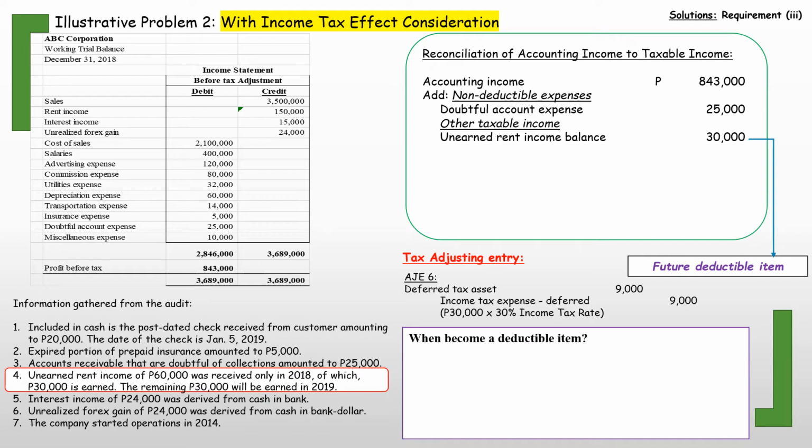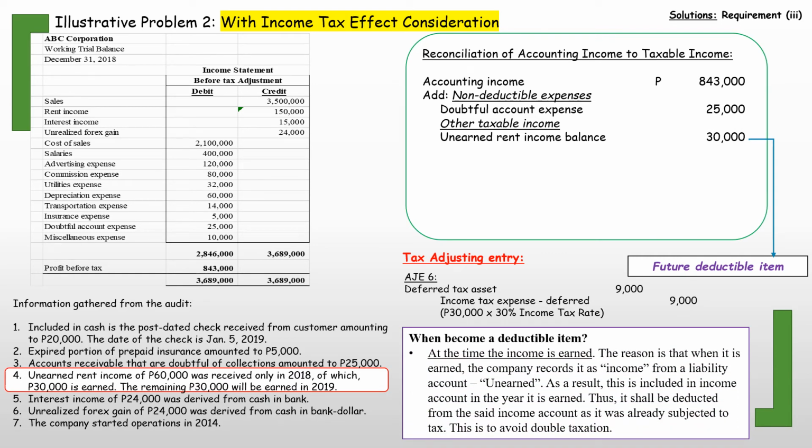When does it become a deductible item? At the time the income is earned. The reason is that when it is earned, the company records it as income from a liability account, unearned. As a result, this is included in the income account in the year it is earned. Thus, it shall be deducted from the said income account as it was already subjected to tax. This is also to avoid double taxation. So yung magiging adjusting entry natin at the time na gagamitin na natin siya as deduction, i-reverse lang natin itong entry natin.